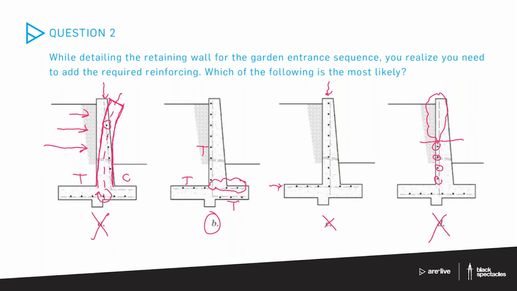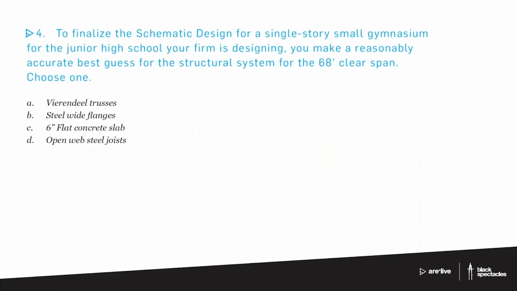Moving along to question 3 here. To finalize the schematic design for a single-story small gymnasium for the junior high school your firm is designing, you make a reasonably accurate best guess for the structural system for the 68-foot clear span. Choose one. We have Vierendeel truss, wide flanges, concrete slab, open web steel joists.